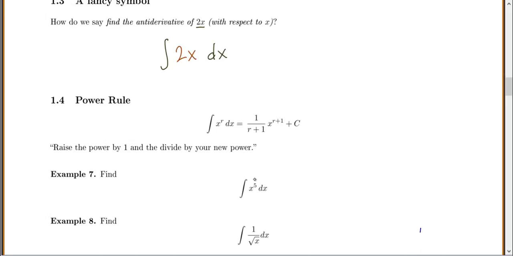So in example 7, we want to find the integral, or the antiderivative, of x to the power of 5. So x to the power of 5, I need to raise the power by 1 and then divide by the new power. So x to the 6 over 6 plus c. Or if you prefer, I often write it as 1 over 6 x to the power of 6 plus c. Doesn't matter.